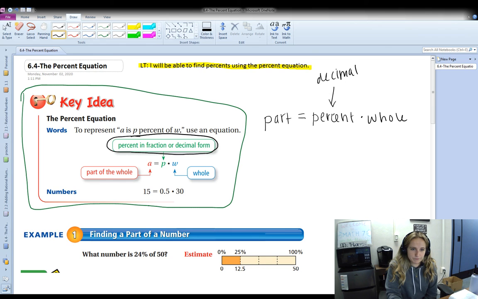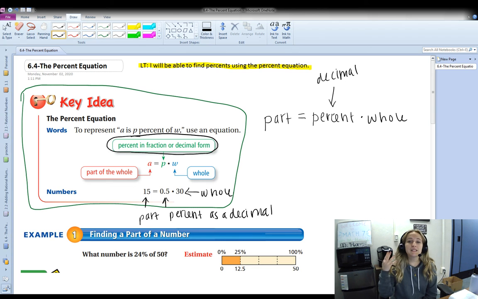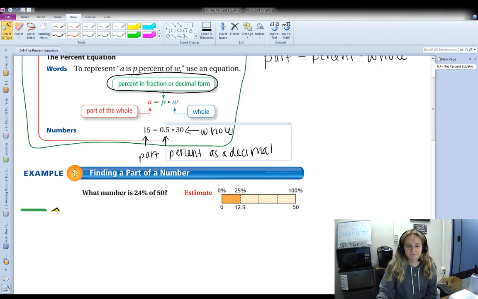For example, 15 equals 0.5 times 30. So that's an example. This would be the part, this would be the percent as a decimal, and 30 would be the whole. Okay? So let's go through an example and see how we can apply this.